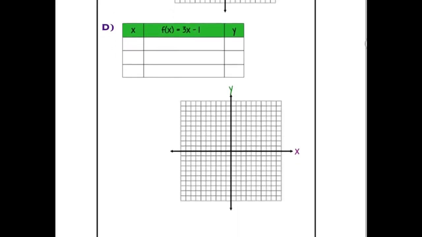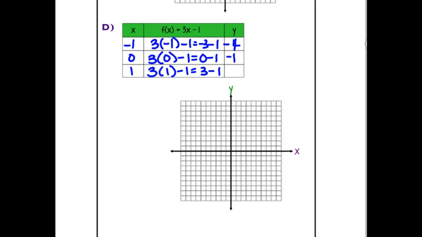So here, you get to pick your x values. I'm going to pick them as -1, 0, and 1. I'd like to have some negative, some positive. So then it says this middle block is for showing our work. So that means the function is f of -1. So 3 times -1 minus 1, which is -3 minus 1, which is -4. And then 3 times 0 minus 1, which is 0 minus 1, which is -1. And 3 times 1 minus 1, which is 3 minus 1, which is 2.